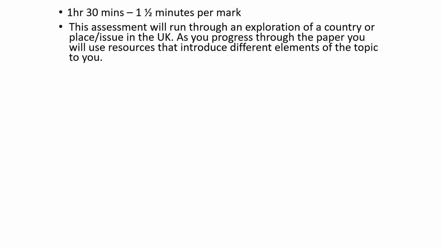Okay, so the paper is going to be 1 hour and 30 minutes long, so it's half an hour longer than your other 2 papers. That breaks down to about 1.5 minutes per mark. And what will happen is you'll be given, as you've seen when we've done practice ones, a resource booklet that will be full of information about a particular place or issue, either in another country or in the UK. And it will bring you through that issue as you work your way through the resource booklet, introducing you to the different aspects of something where a decision needs to be made.